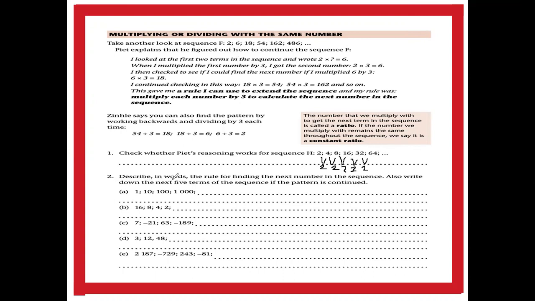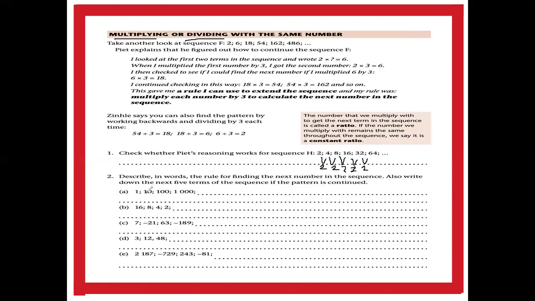Okay, question 2. Describe in words the rule for finding the next number in the sequence. Also write down the next 5 terms of the sequence if the pattern is continued. Okay, so I want you guys to press pause and do this yourself. I'll also go through them with you though. We've already been hinted that it's going to be multiplying or dividing. So we don't really have to look at addition between terms or subtraction. We're just going to see from the terms what times the first term will give us the second term, what times the second term will give us the third term, etc. for all of the sequences.